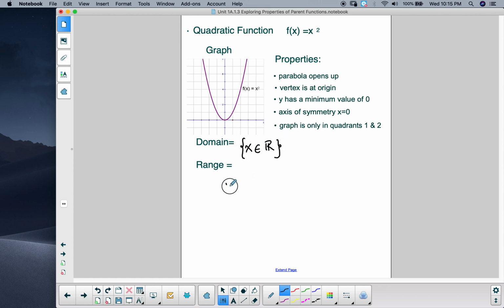And what is the range? Well, y also can be any real number, but it has a constraint, because if you look here, the minimum value of y is 0. You won't find a y value on this graph lower than that. So there is a restriction there. y is only going to be greater than or equal to 0. So that is the range for f of x equals x squared.